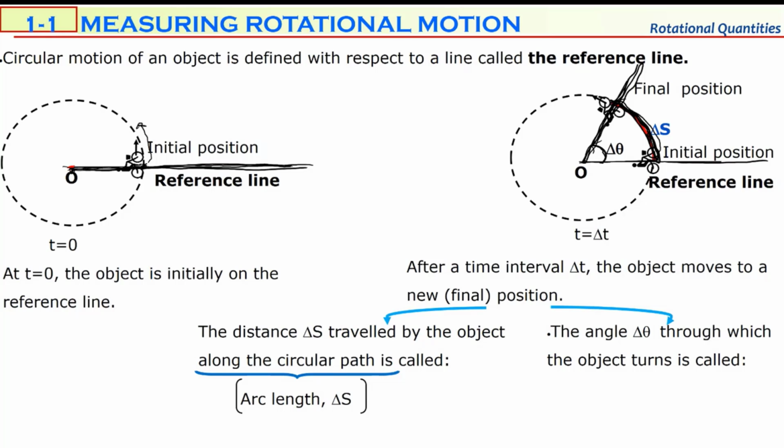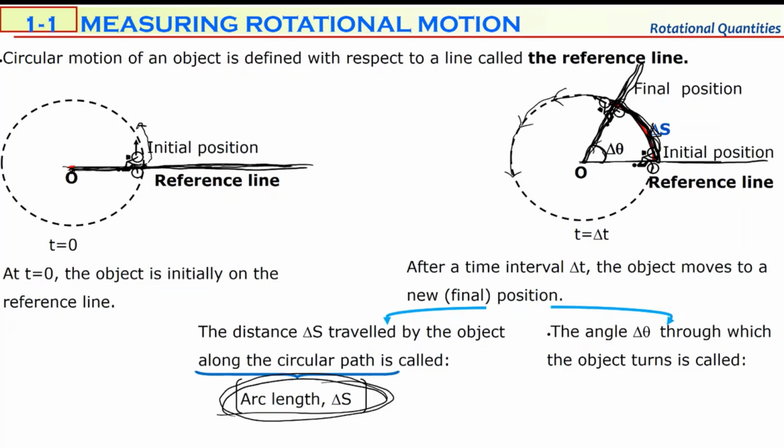This S, because it is continuously changing, in physics, if a quantity is changing, we put delta. So this arc length is changing. Now it is here, but sometime later it will be here, sometime later it will be here. This arc length S will continuously change. For that reason, we are going to put here delta S, which is the arc length. The distance traveled by the bicycle on the circular path is defined as arc length and represented by delta S.